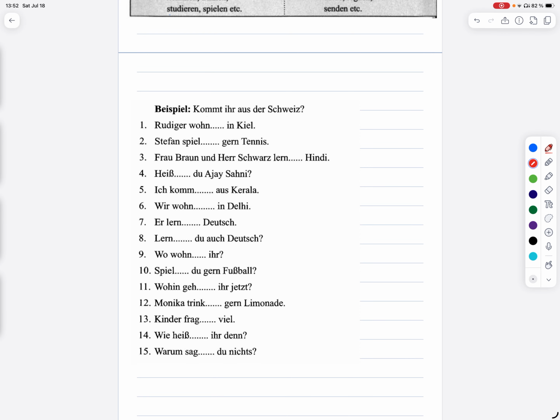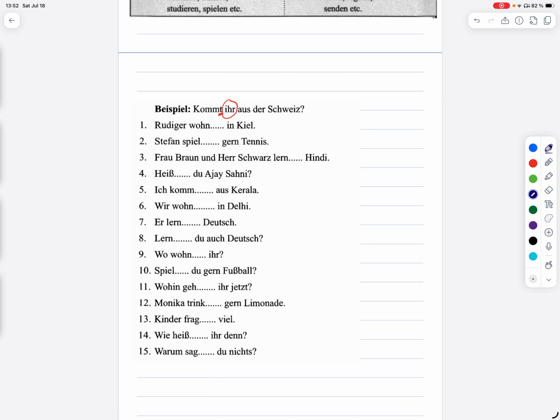So for example, we have: Kommt ihr aus der Schweiz? So ihr is a personal pronoun, and we have the conjugated verb here, kommen, according to the personal pronoun, the subject of the verb. So kommen, we know ich komme, du kommst, er kommt, ihr kommt. So we have the t conjugation here, right? You can pause here and do the exercise on your own given what you learned, or you can just solve it with me, right?